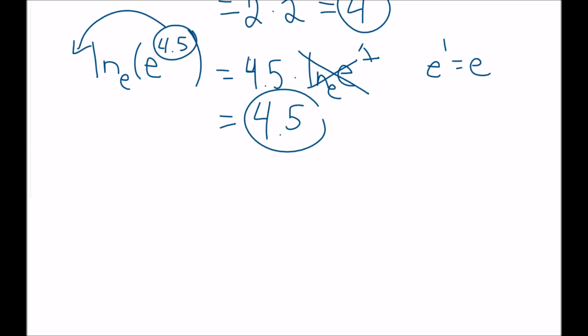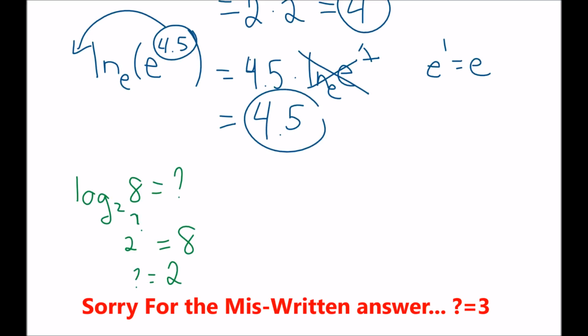Let's start off a little easy and get harder. Log base 2 of, let's say, 8 equals question mark. This looks kind of familiar to what we did in the first video. We could say that 2 to the question mark equals 8. We know that 2 times 2 times 2 equals 8, so the question mark is 3, because 2 to the third equals 8. Okay, we know that, and so that's good.